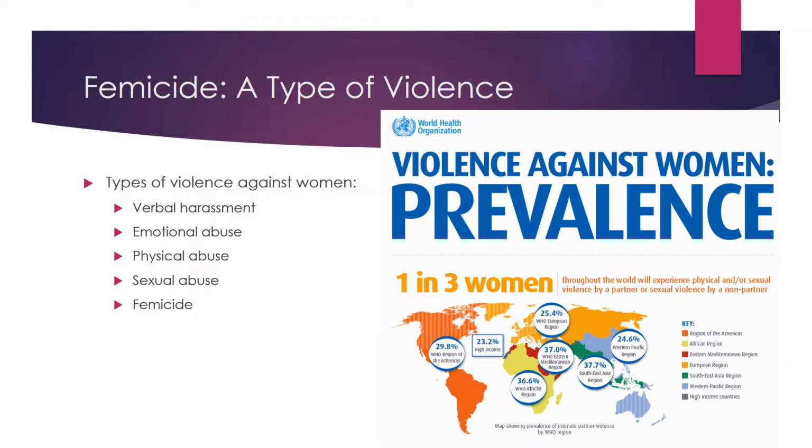There are many types of violence against women. Verbal harassment, emotional abuse, physical abuse, sexual abuse, and femicide are a few examples. For this presentation, we will focus on femicide, which is defined as the intentional murder of a woman on account of her gender. Femicide is at the far end of the spectrum of violence against women as it ends in death.